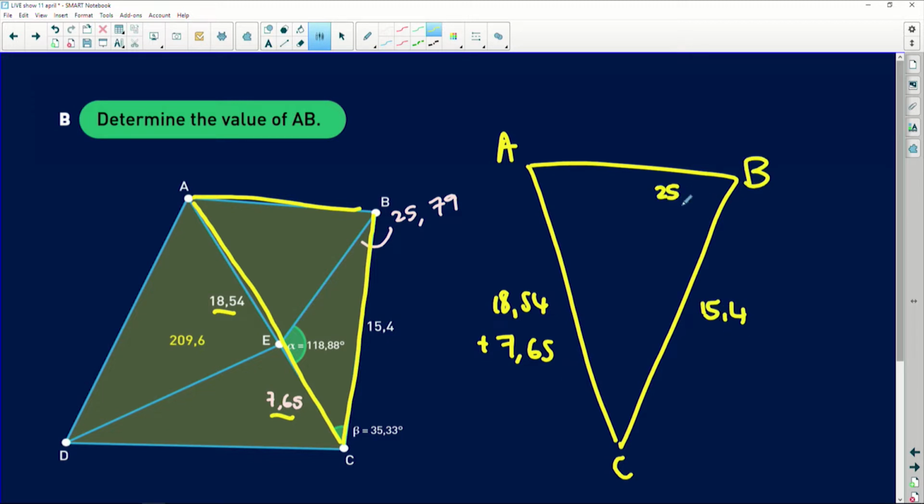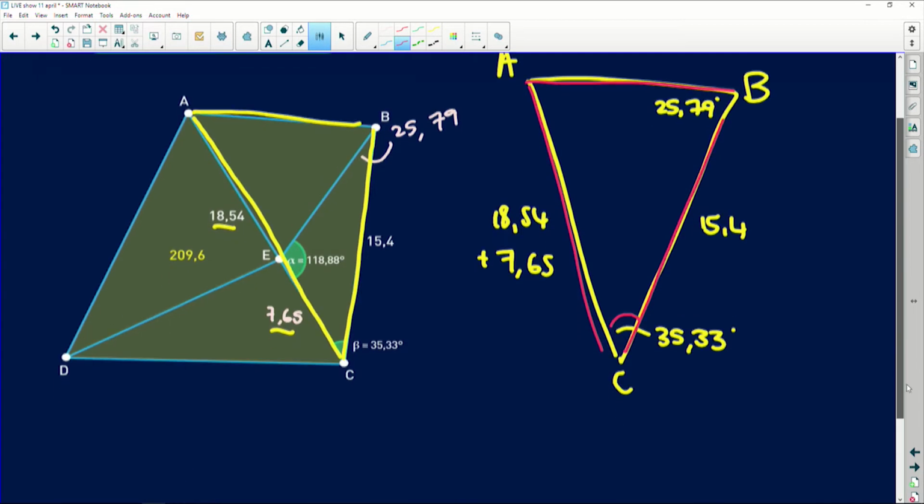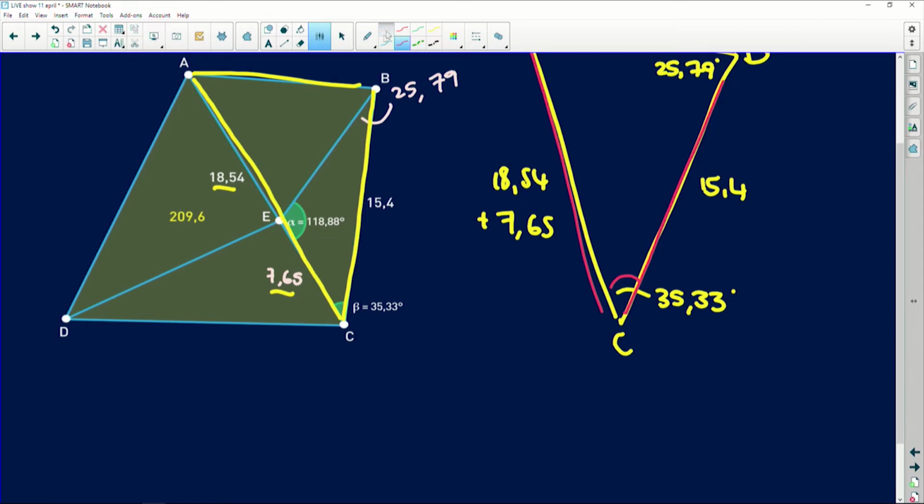This here was 25,79 degrees, and this here is 35,33 degrees, and we are trying to find AB. So we have a side, an included angle, and we're trying to find the opposite side. So now we use the cosine rule, and I thought I was going to get away with not using it. Okay, so we get AB squared is equal to that whole sum there.